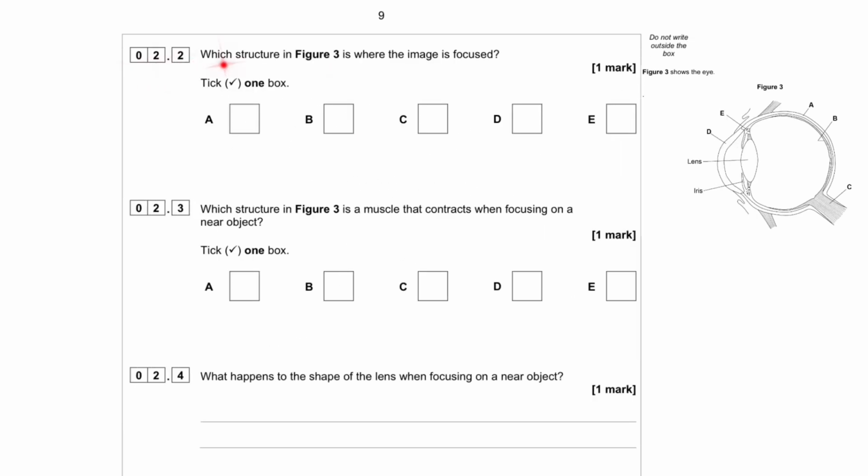Question 2.2. Which structure in figure 3 is where the image is focused? This image is focused on B, the retina. So that would be B.